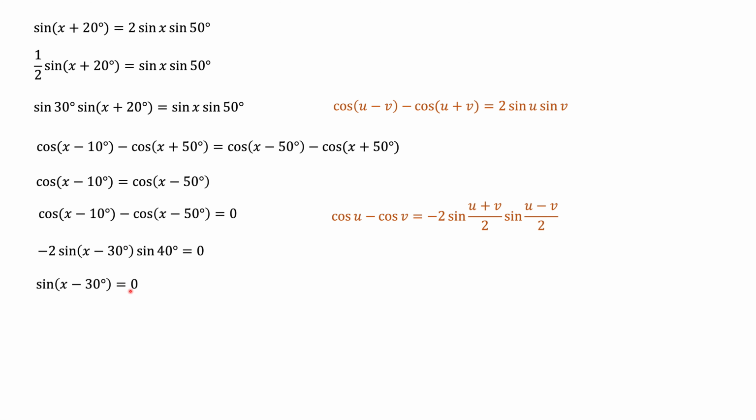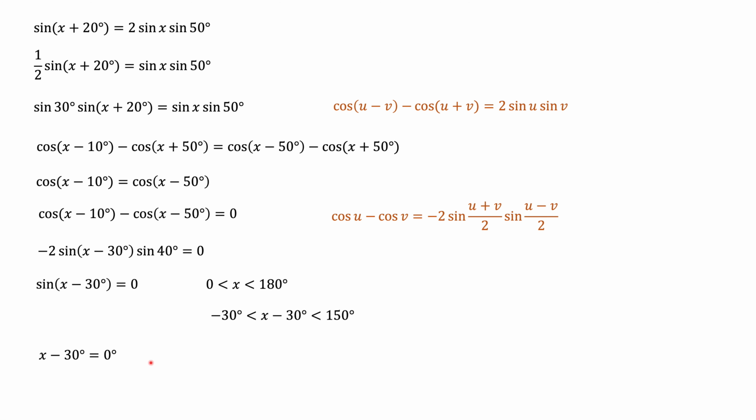If we were to solve this as a trigonometric equation, we would get an infinite number of x's. But this is a geometric problem, and x is an angle in a triangle. Therefore, this angle is restricted between 0 and 180 degrees. That means that x minus 30 lies between minus 30 degrees and 150 degrees. Now we are looking for an angle between minus 30 and 150 degrees that has sine equal to 0. In this particular range, there's only one angle like that, and that is 0 degrees.